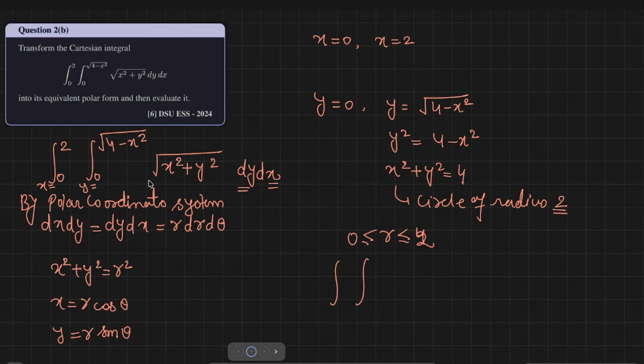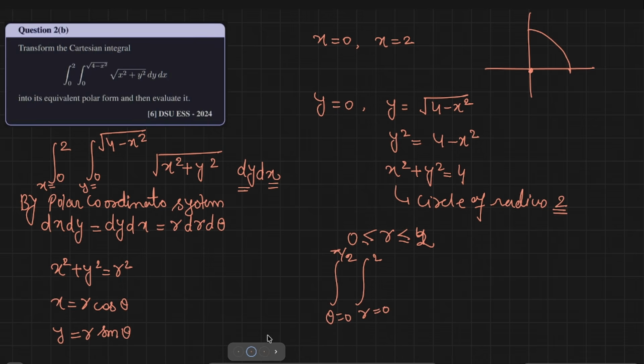But the problem is that x is from 0 to 2. When you draw this, you will get a circle, but this is only the square root, meaning only the positive part. It is from 0 to pi by 2 only. Why is it 0 to pi by 2? Because the limit is from 0 to this and 0 to this. It's not in the negative portion. Draw this, you simply get it. Theta is from 0 to pi by 2, r is from 0 to 2.